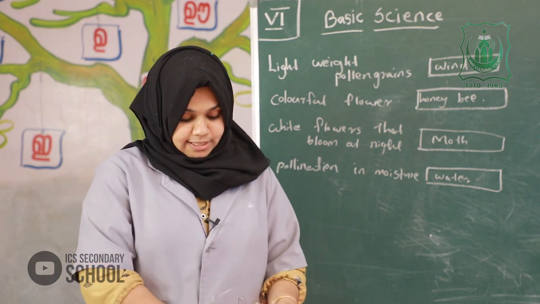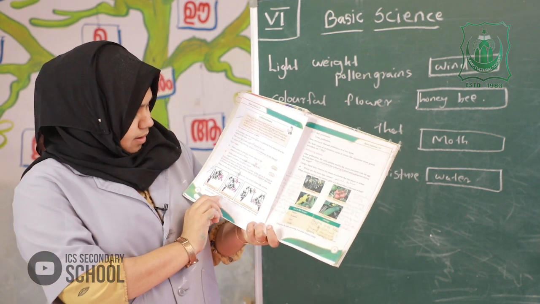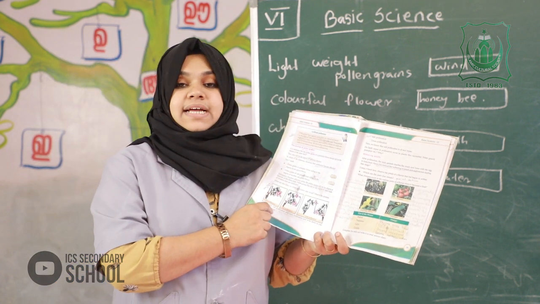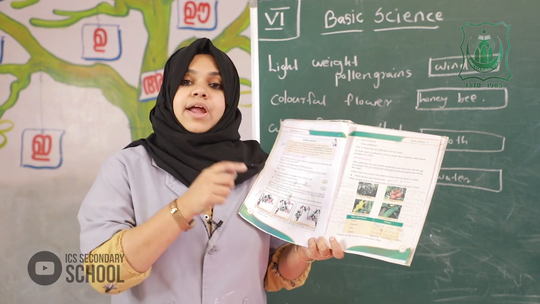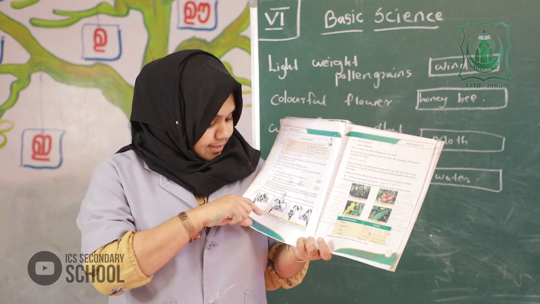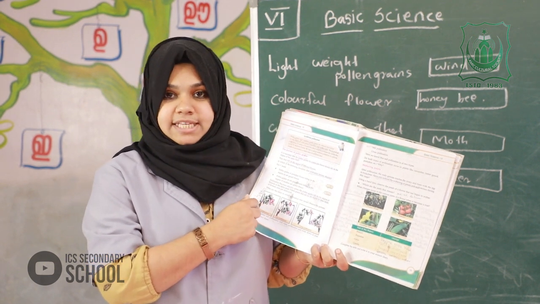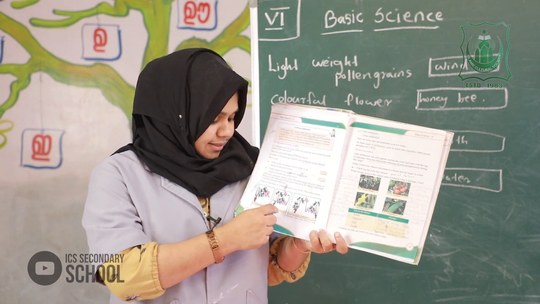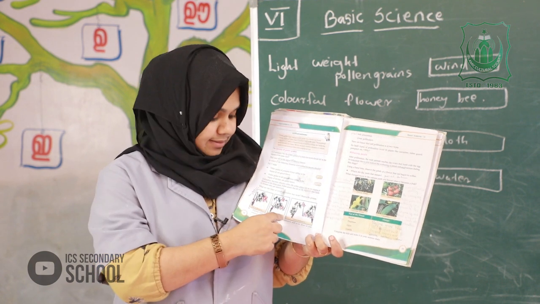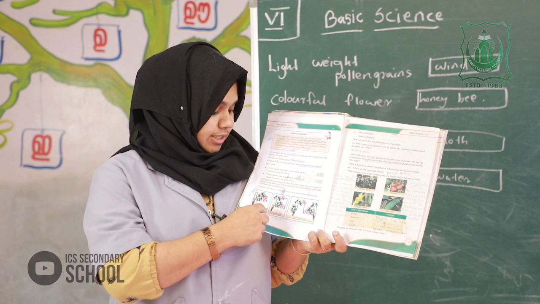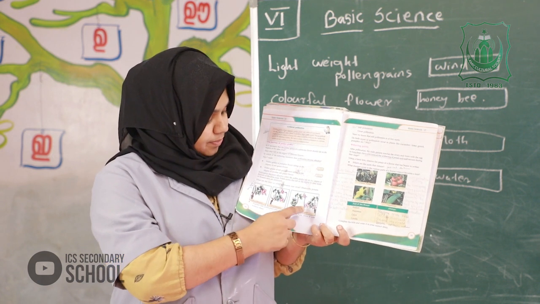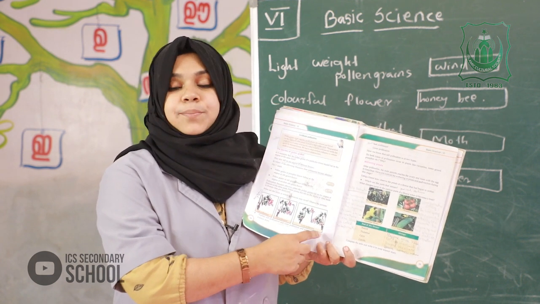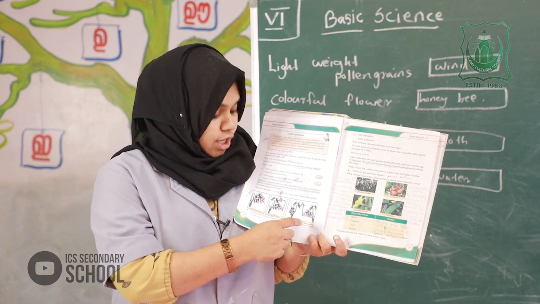Okay. Next, in page 38, you can see pictures of pollination. First, self-pollination of a hibiscus flower. In a hibiscus flower, the androecium and gynoecium are in the same flower, so self-pollination takes place within the same flower. Also, pollination between different flowers on the same plant is known as self-pollination. Next, cross-pollination: pollination between a flower of one plant and a flower of another plant is cross-pollination.